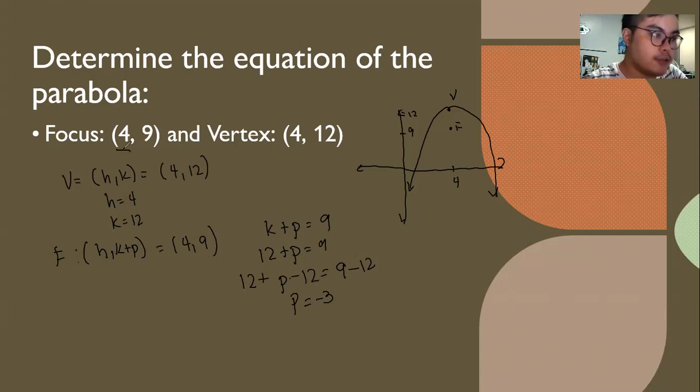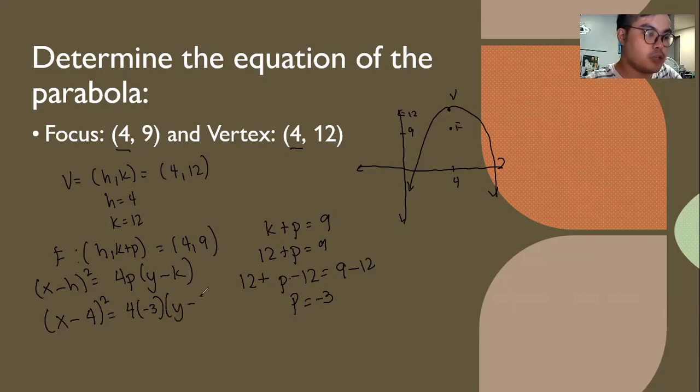So keep in mind that if the value of x in the focus and the value of x in the vertex are the same, it means to say that the parabola is vertical. Okay, so we're going to write the formula. So recalling the formula, it will become x minus h squared equals 4p, then y minus k. Okay, so now we're going to substitute given the h, p, and k. So it will become x minus 4 squared equals 4 times negative 3, then y minus 12.